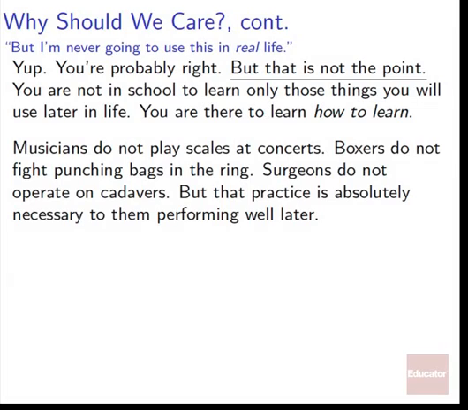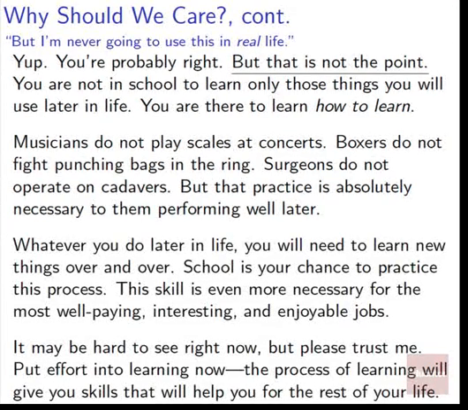Think about this. Musicians do not play scales at concerts. Boxers do not fight punching bags in the ring, and surgeons do not operate on cadavers. But the practice that they get by doing each of those things is absolutely necessary to them being able to perform well later in life. So you might not wind up using this stuff immediately in real life, or you might never use it in real life, whatever that means. But what you're getting now is practice. Whatever you do later in life, you are going to need to learn new things over and over.